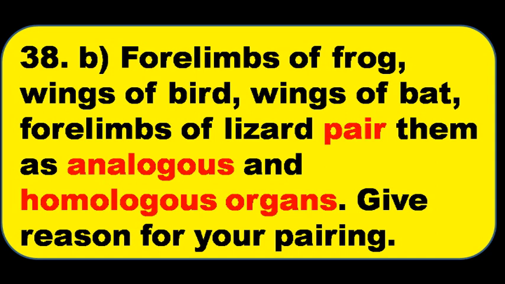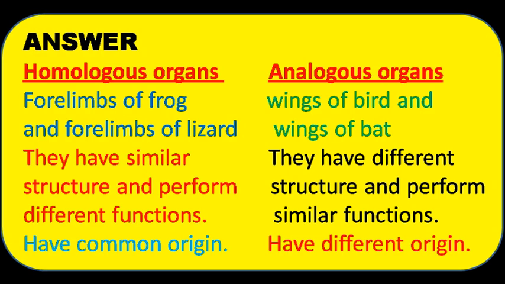Forelimbs of frog, wings of birds, wings of bat, forelimbs of lizard. Pair them as analogous and homologous organs. Give reason for your pairing. Forelimbs of frog and forelimbs of lizard are homologous organs. They have similar structure and perform different functions, and they also have a common origin. Whereas wings of birds and wings of bat are analogous organs. They have different structure and perform similar functions, and they also have different origin.